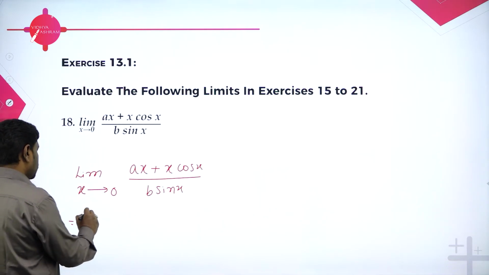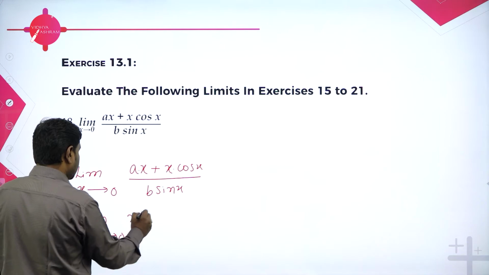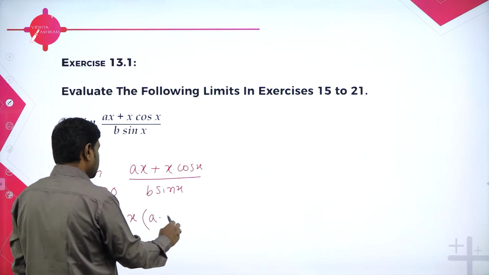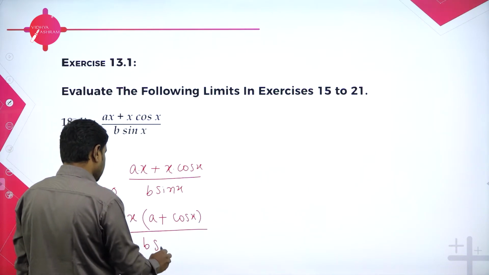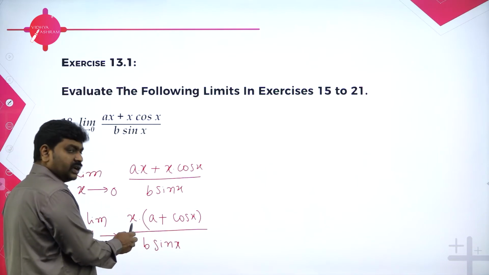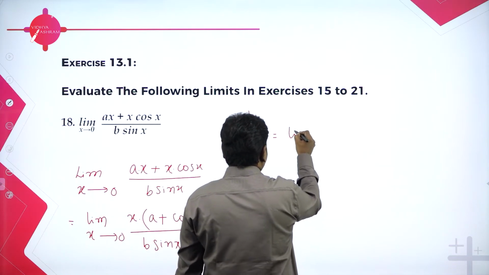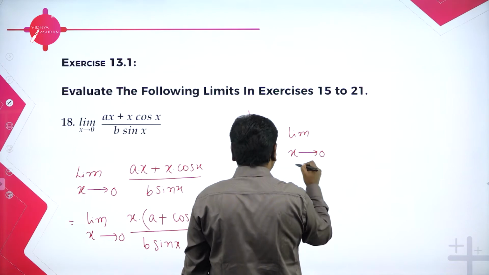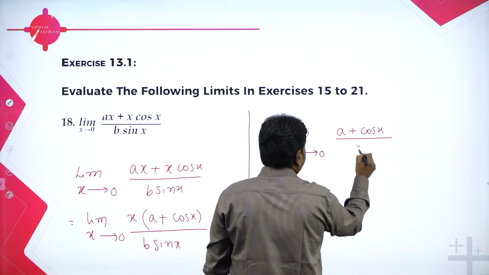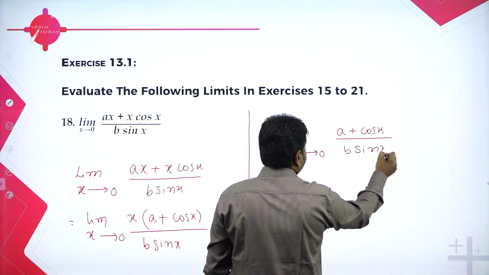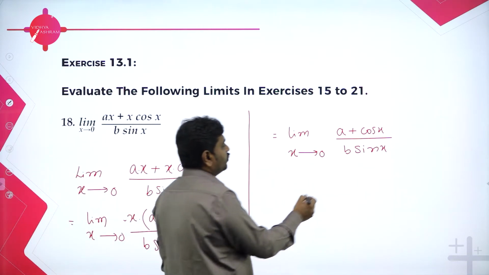So how to simplify? You can see x is common in numerator. So here I have x, here I have x. I'll take x common. If I take x common, what is left out? A plus cos x divided by what is left out? B sin x. And this x, I can transfer it to denominator. Further, I can write it as limit x tends to 0, a plus cos x divided by b sin x. See, this x in the numerator, can I write it as denominator of denominator? So I'll write it as by x.